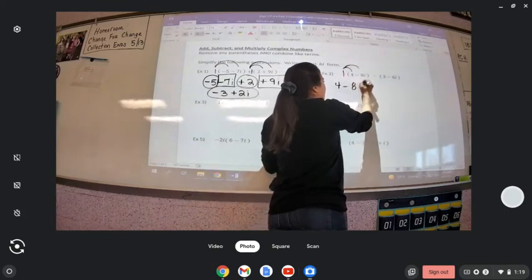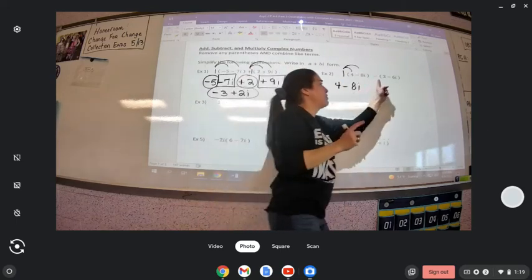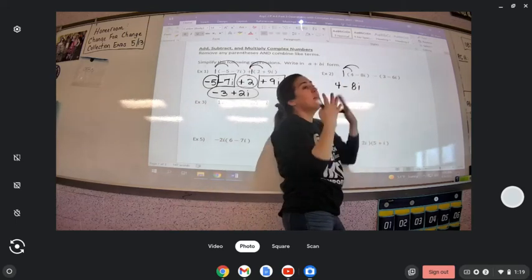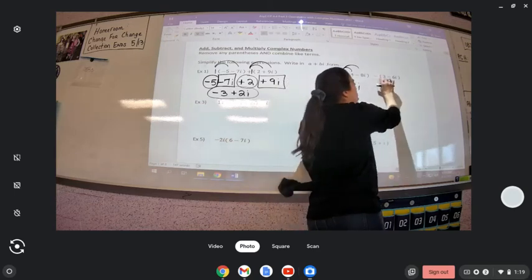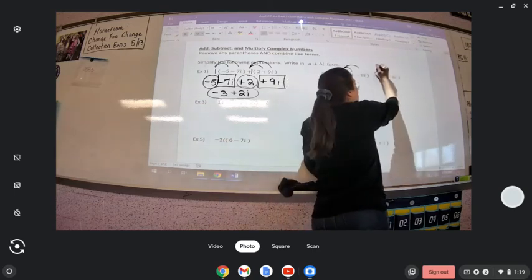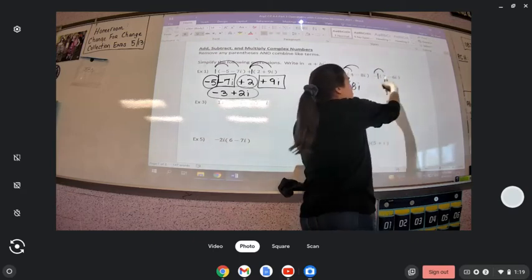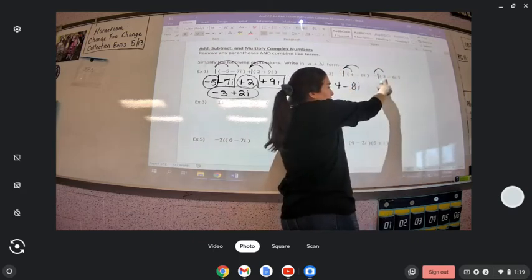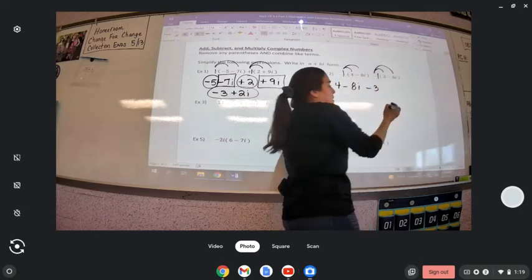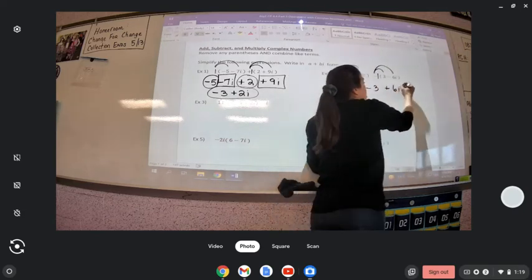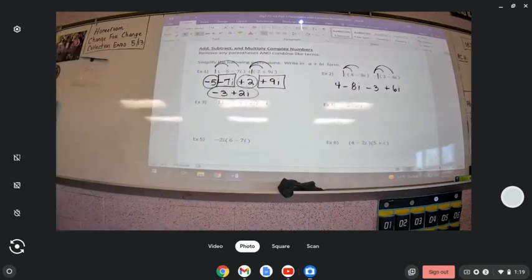4 minus 8i. But who do you have to assume is in front of this one? A negative 1. And that will affect it because you have to make sure that you subtract all of this number. So when you distribute a negative 1, what's negative 1 times 3? That's a negative 3. And what's a negative 1 times a negative 6i? A positive 6i. So it does change the signs in that second parenthesis. The first parenthesis stays the same, but distributing that negative changes those signs.